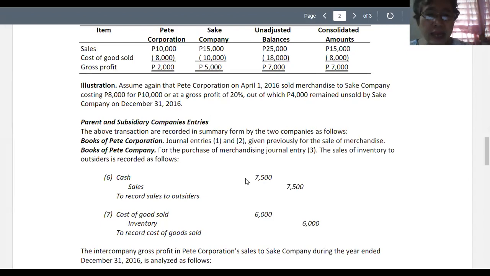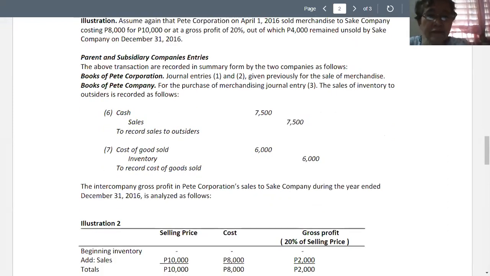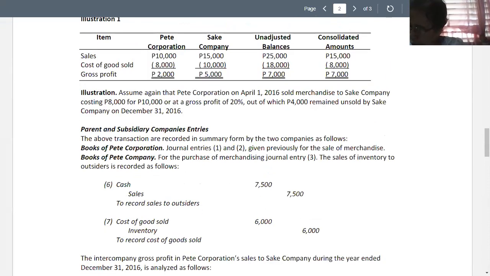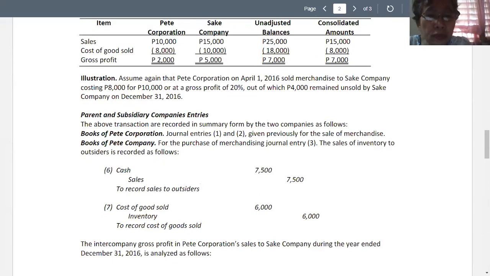So the second entry is to debit cost of goods sold by 6,000 and to credit inventory by 6,000. The intercompany gross profit in Pitt Corporation sale to SIG company during the year ended December 31 is as follows. So we now move on to the analysis of illustration number 2.